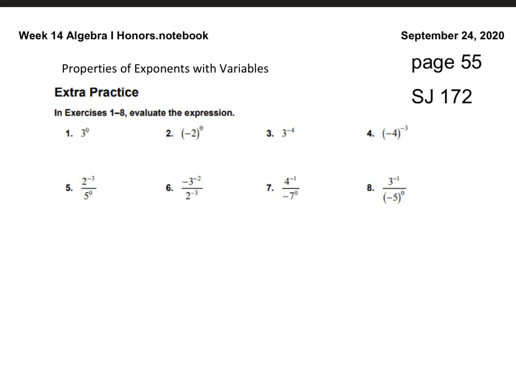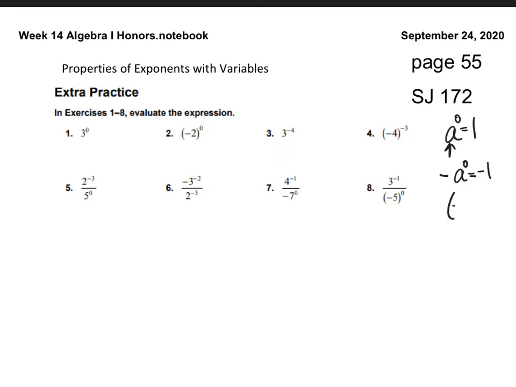Anything raised to the 0 power, and I believe you would see it as a raised to the 0 power. A raised to the 0 power is 1. So anything raised to the 0 power is 1. Now, sometimes, if you happen to have negative a to the 0 power, that means the opposite of a to the 0 power. So that would actually be negative 1.